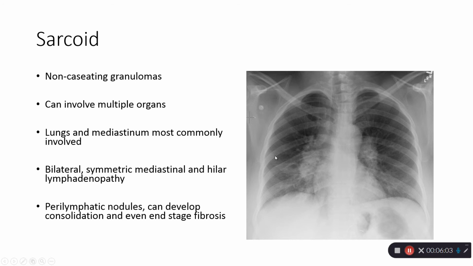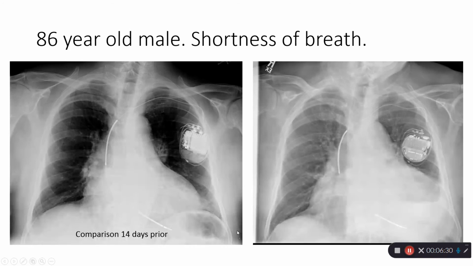Sarcoid is a systemic disorder which creates non-caseating granulomas. Multiple organ systems can be involved, but most commonly the lungs and mediastinum are affected. The classic imaging appearance is bilateral symmetric mediastinal and hilar lymphadenopathy. Can also have perilymphatic nodules, pulmonary consolidation, and even can result in end-stage pulmonary fibrosis.